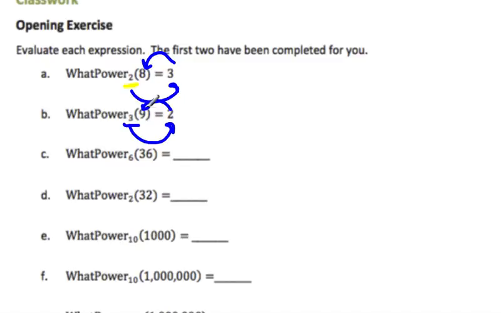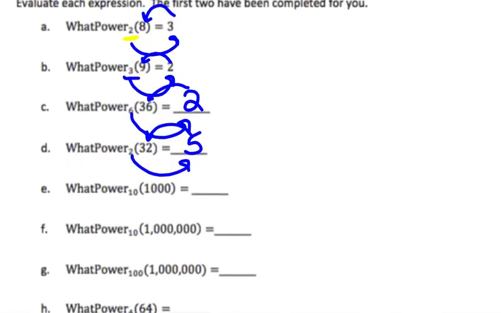So let's try a couple of these. So we're thinking 6 to what power gives us 36? Well, that's 6 squared. Let's look at the next one. 2 to what power gives us 32? 2 to the 5th? Okay, so that's how you're thinking about this. You're going to think 10 to what power gives you 1,000? 10 to what power gives you 1,000,000? Okay, and feel free to play around in your calculator if you don't know these off the top of your head.